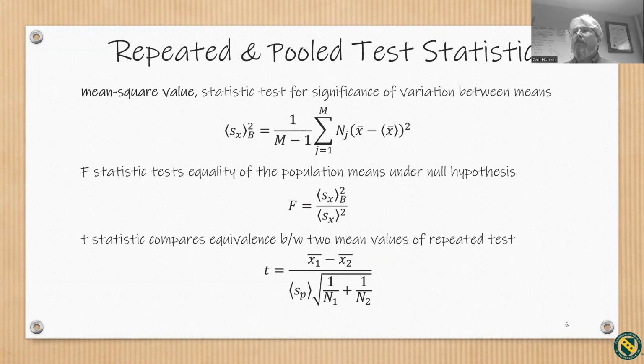The ratio of the mean square value to the pooled variance is a test statistic called the F statistic for confirming the equality of population means under the null hypothesis. This is a variance ratio named in honor of Sir Ronald Fisher, hence the F. The F statistic describes the ratio of explained variance to unexplained variance, or an alternative interpretation is the ratio of between group variability, the bracket S sub x squared sub b, to within group variability, bracket S sub x squared.